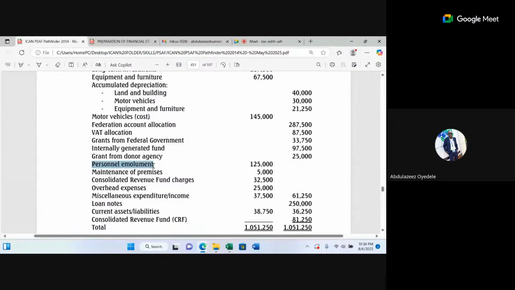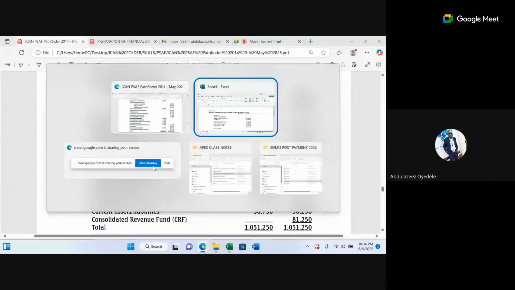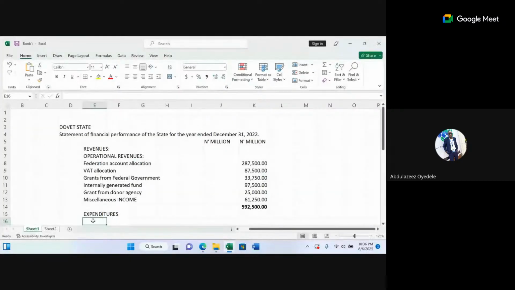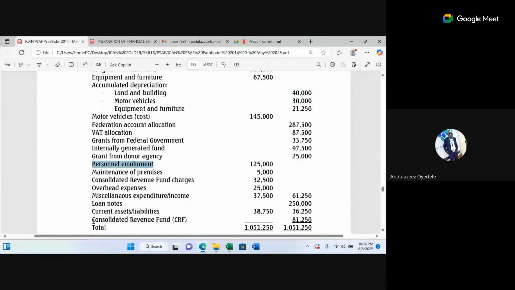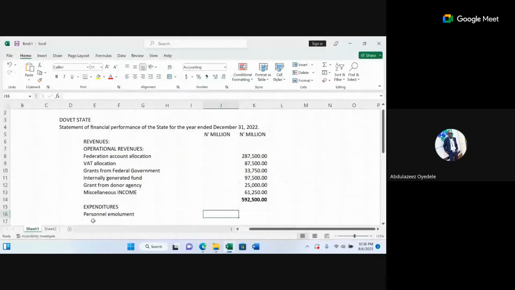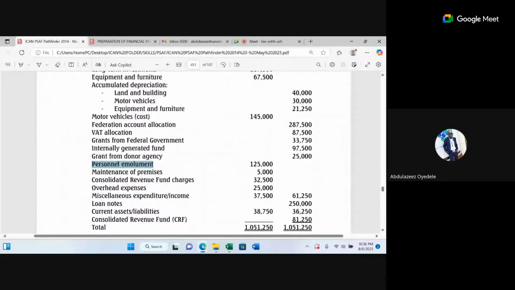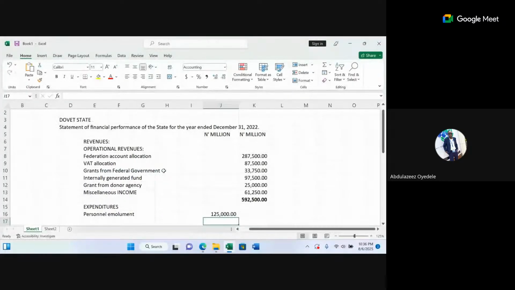So all these are expenditure items that we will take one after the other. So personnel emoluments first, and that is here 125,000. Also, we have maintenance of premises, which is 5 billion.